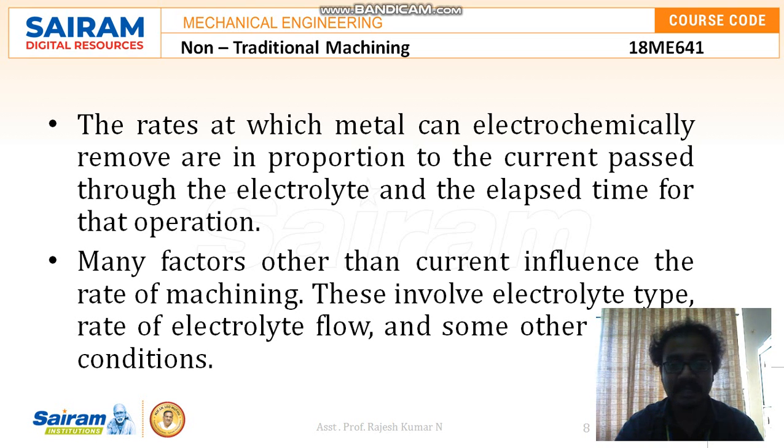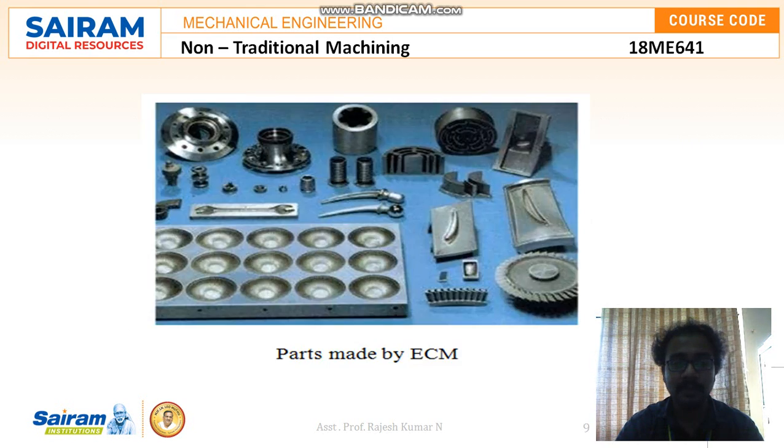So many factors other than current influence the rate of machining. These involve electrolyte type, rate of electrolyte flow, and some other process conditions.